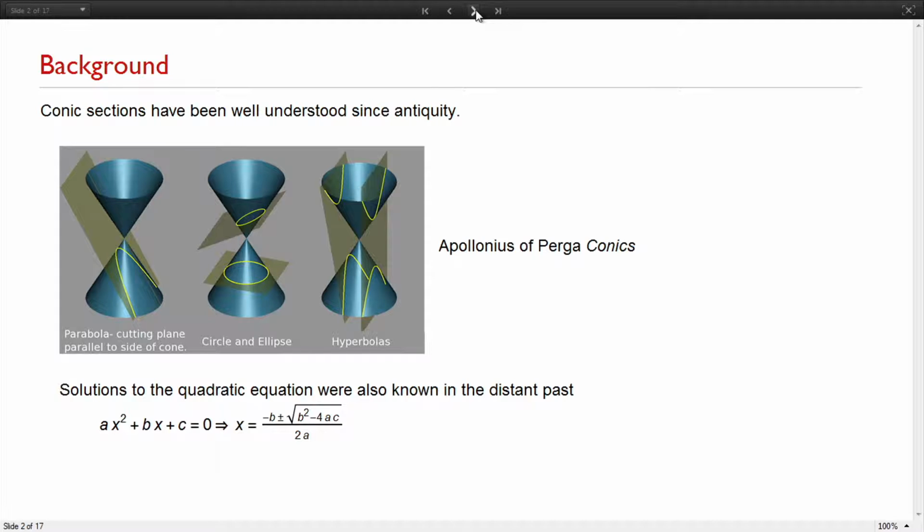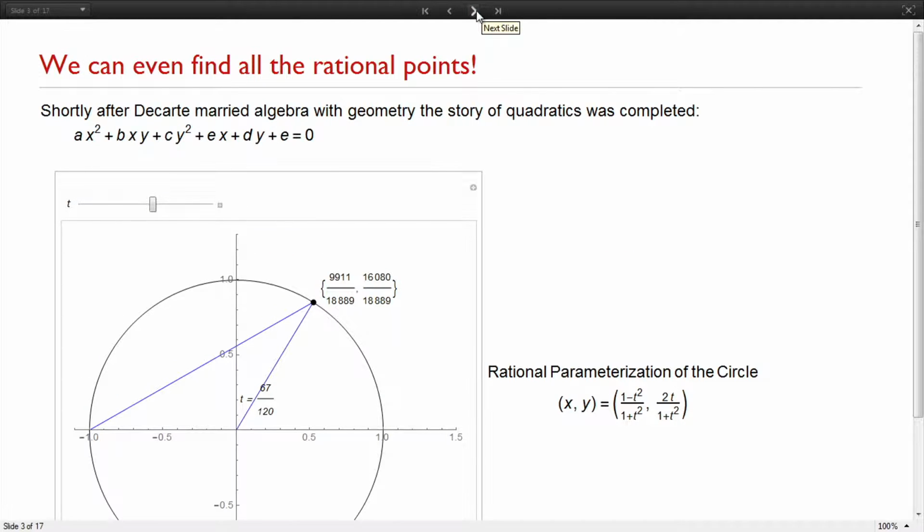And also we've known about solutions to the quadratic equation in the distant past, even before the algebra existed, to express it in this nice, neat, modern form. But an interesting aspect of conic sections: shortly after Descartes married algebra with geometry, so that we could express curves as the zero sets of algebraic functions, the story was kind of completed for the conic sections.